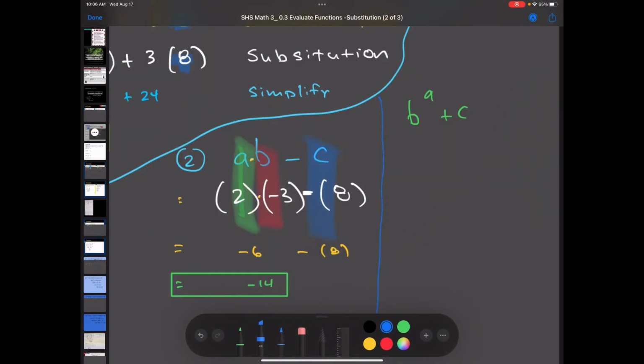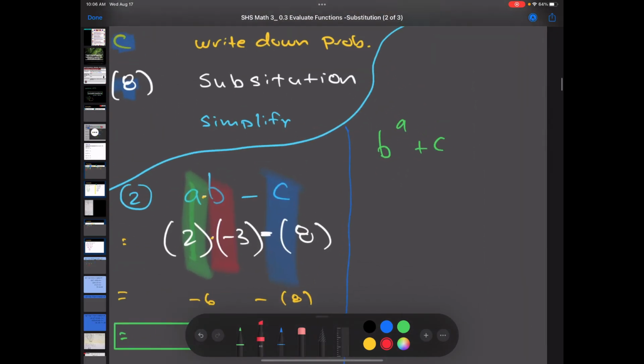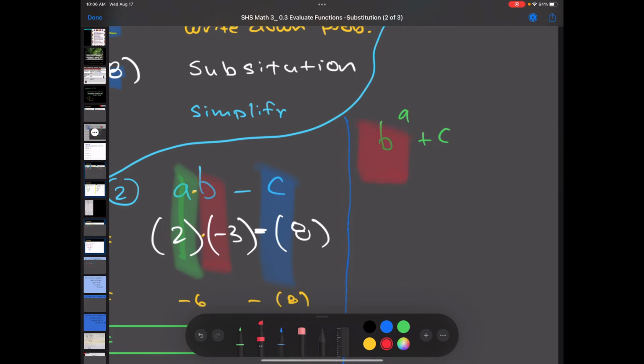Every b value is going to be a negative 3. Yes? You guys did it wrong. A lot of you did it. Every a value is going to be a 2. I missed that part. And then every c value is going to be a 8. Okay, here we go. I have been telling you, use a what? Parentheses. Negative 3.